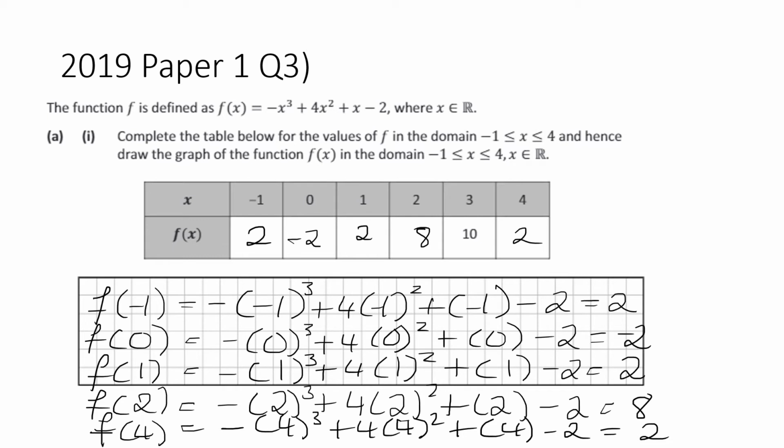Okay, so for using your calculator and finding the coordinates and then putting them into your table, or using this way here, this is the second way, just by using your calculator. And if you don't know how to use the table function, they give you all the coordinates, and this gives you 15 marks between this and plotting it onto a graph.